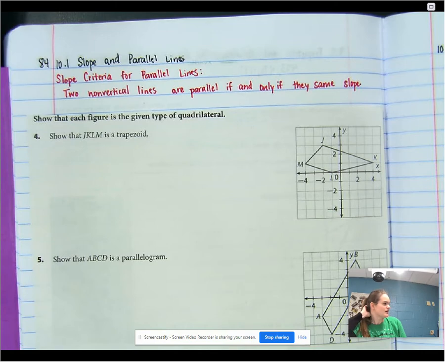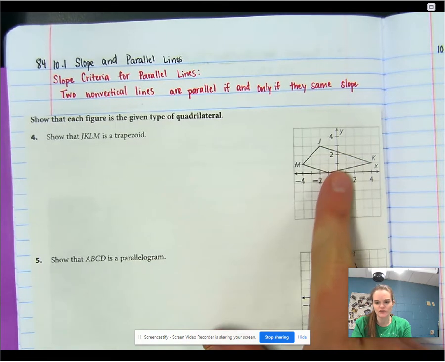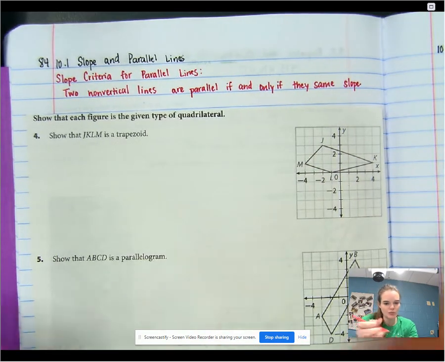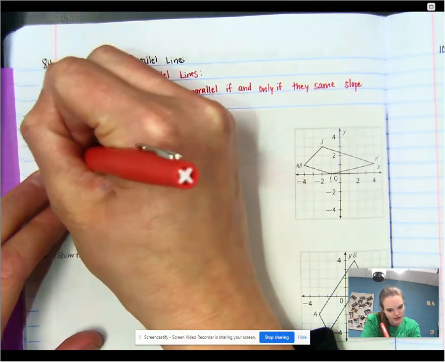All right, so it says show that each figure is the given type of quadrilateral using the fact that we have parallel lines, okay? So number 4, show that JKLM is a trapezoid. A trapezoid has at least one pair of parallel sides. So we need one pair of parallel sides. So we can look at the figure and think about which ones we think are parallel. Looking at this figure, it looks like JK would be parallel to ML. So let's find the slope of those and see if they actually are parallel.